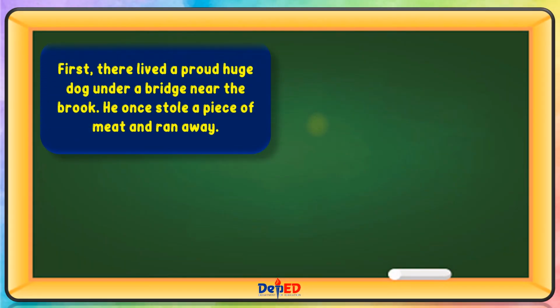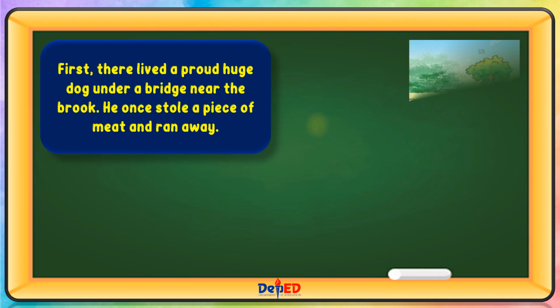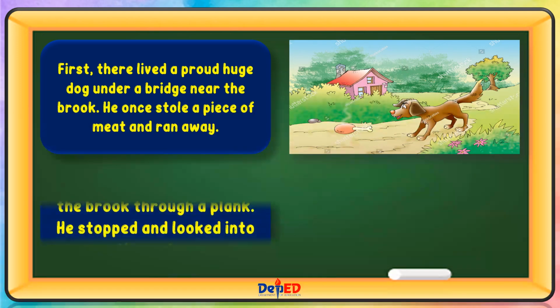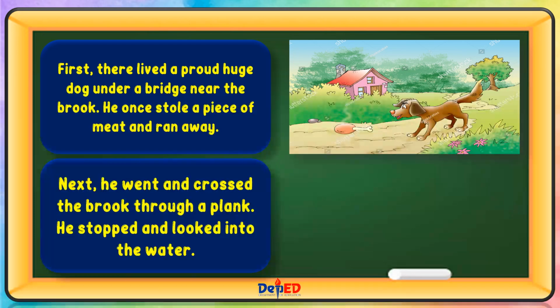First, there lived a proud huge dog under a bridge near the brook. He once stole a piece of meat and ran away. Let's draw this. Next, he went and crossed the brook through a plank. He stopped and looked into the water. Let's also draw this.